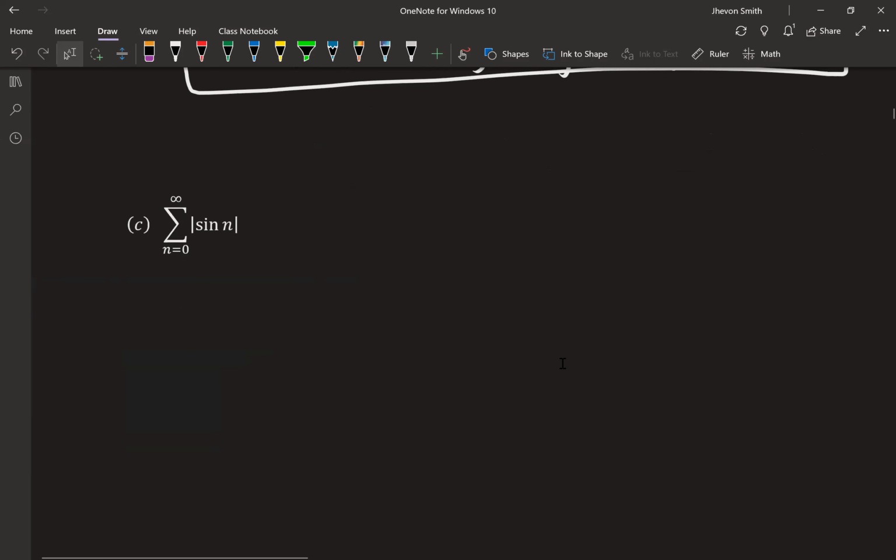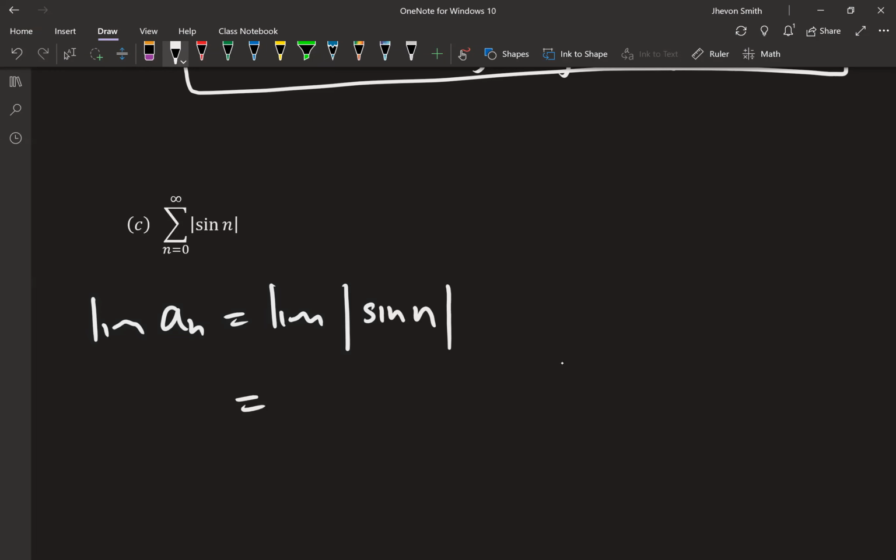All right, so again, I see this. I'm going to look at the limit of a_n. This is going to be the limit of the absolute value of the sine function. What is that limit?